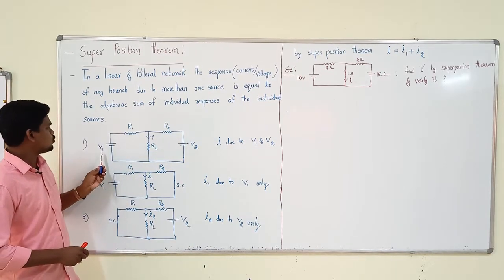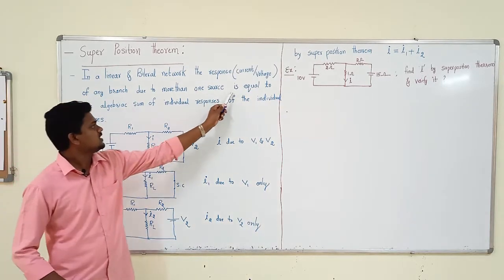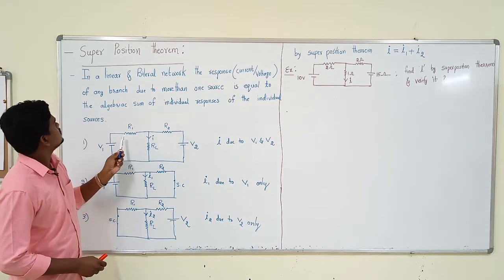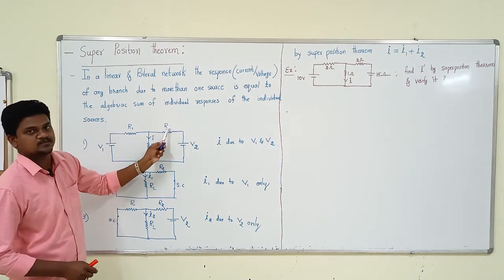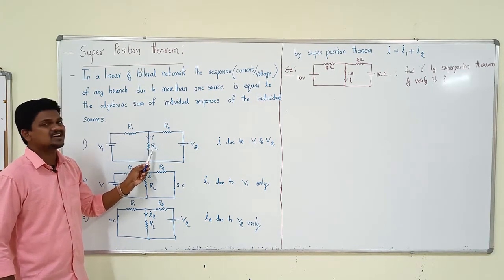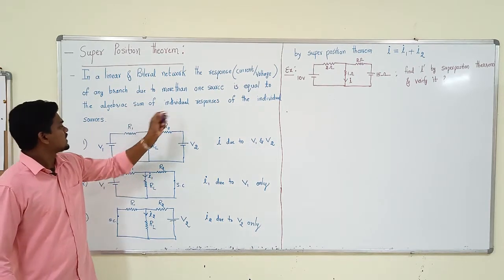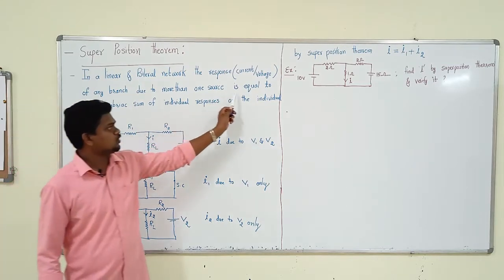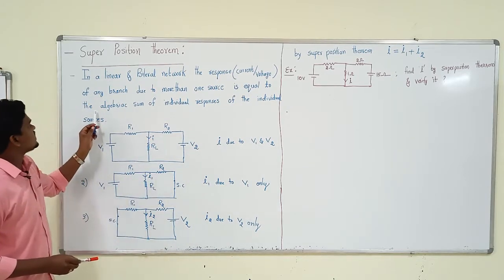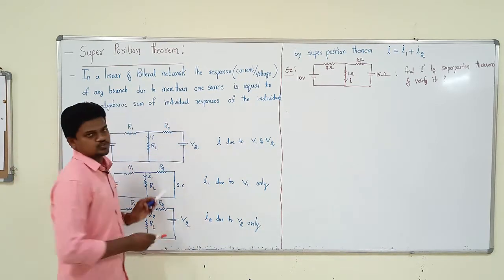In this network we have two sources, V1 and V2. The response is taken for any branch, this branch, this branch, this branch. I am taking this branch, that is RL. RL is the load branch, the load is our reference. The response due to the two sources is equal to the algebraic sum of the individual responses of the individual sources.